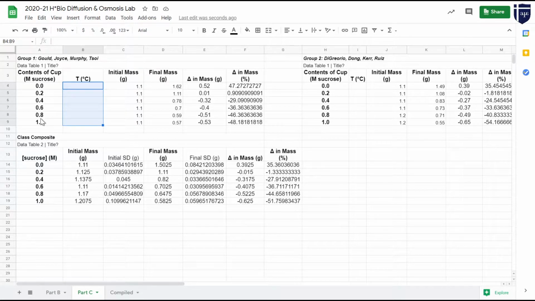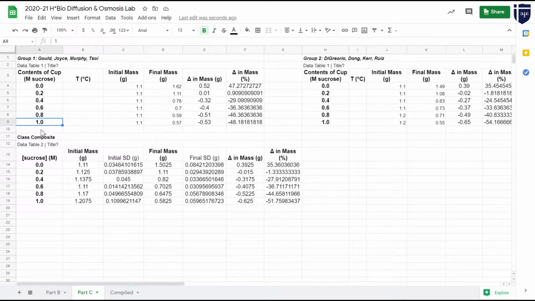And in case you're wondering, what does molar mean? Because we haven't had chemistry. Molar means how many moles, which is a form of measurement in chemistry, how many moles are actually in the solution. So a 1 molar solution is equal to 1 mole of table sugar, sucrose in this case.